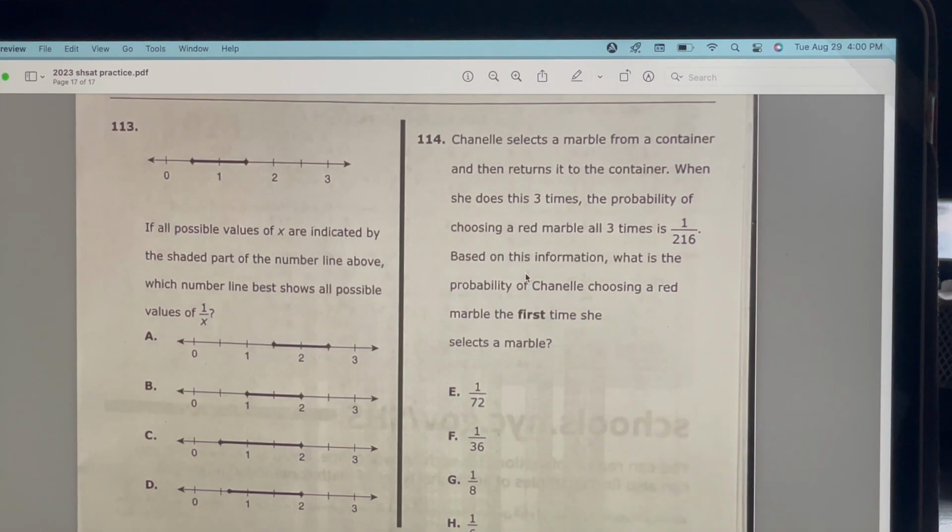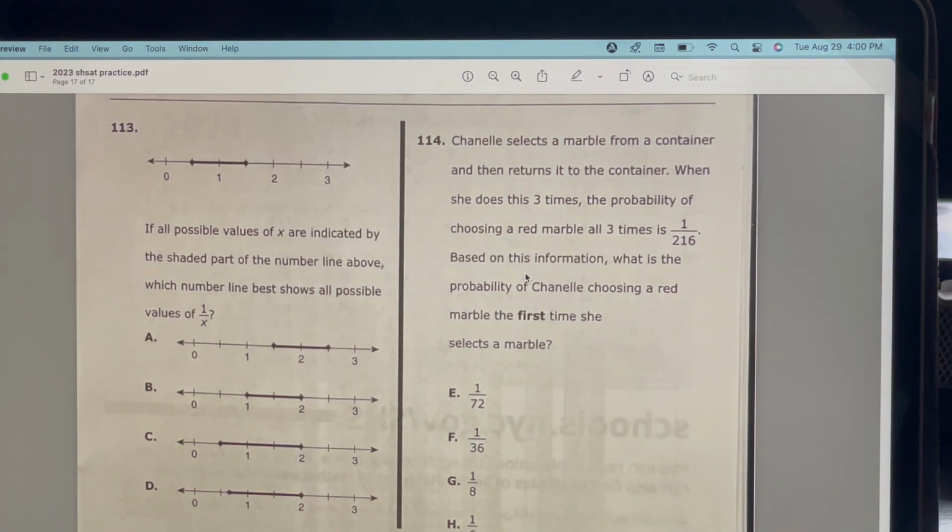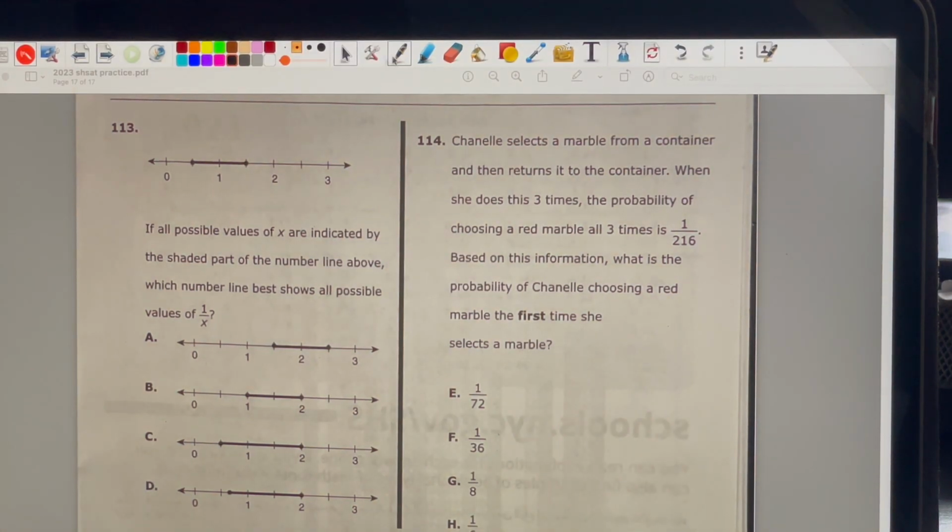113, let me make it a little smaller. Okay, so 113, if all the positive values of x can be any number between, looks like, 0.5 and 1.5, inclusive, right? So if you take 1 over x and plug the values of x in here, which number line would represent that? So let's plug in 0.5 and 1.5, the extremes.